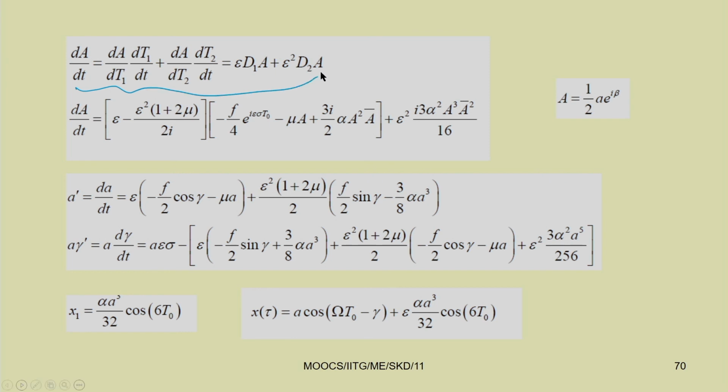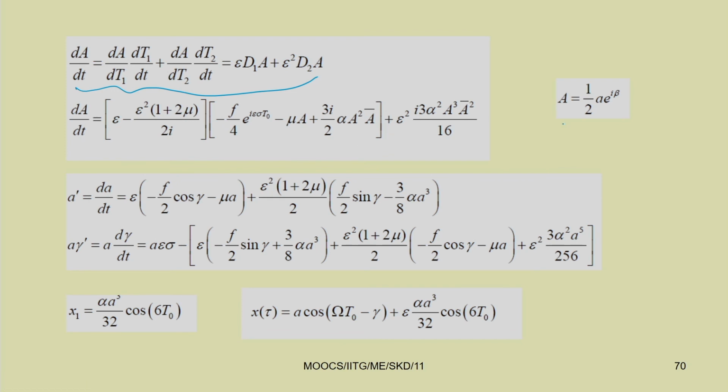So, when you are doing this higher order expansion, you can note this dA by dt equal to dA by dt 1 into dt 1 by dt plus dA by dt 2 into dt 2 by dt. So, as you know, dt 1 by dt equal to epsilon. So, this becomes epsilon D 1 A plus epsilon square D 2 A. Already we know the expression for D 1 A and D 2 A. By substituting these things we got this expression for dA by dt.